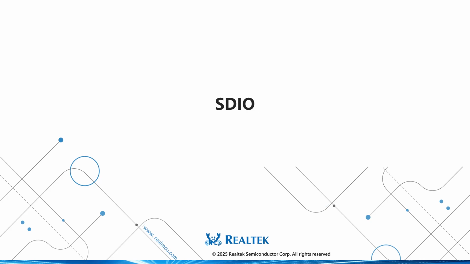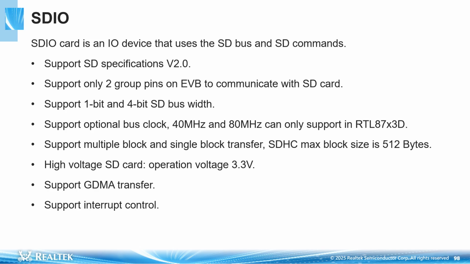Next, we will introduce SDIO. An SDIO card is an I/O device that uses the SD bus and SD commands. It supports only 2 groups of pins on the EVB to communicate with the SD card. It supports 1-bit and 4-bit SD bus width.